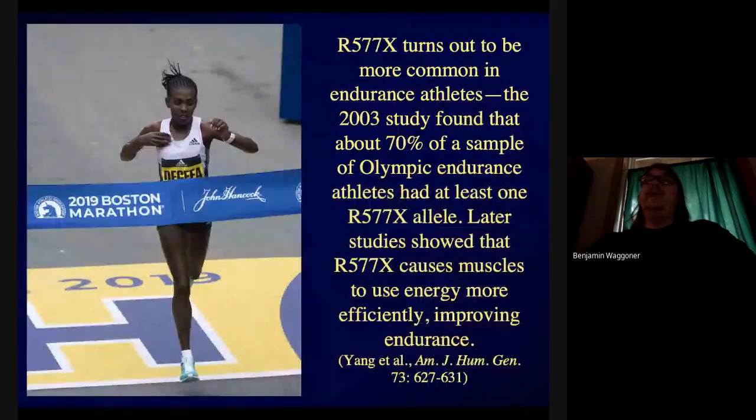The mutant allele turns out to be more common in endurance athletes, more common than you would expect by chance. It seems that having that mutant allele causes your muscles to use energy just a little bit more efficiently, and that improves your endurance ability. You are just a little bit more efficient at using that energy, and that improves your ability to exert power for long periods of time.